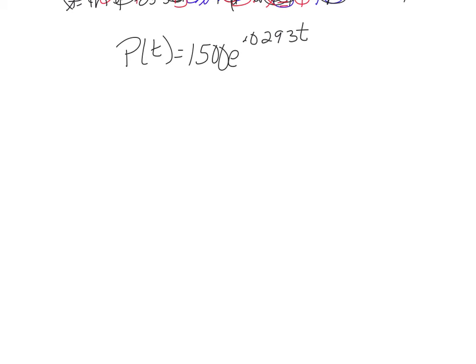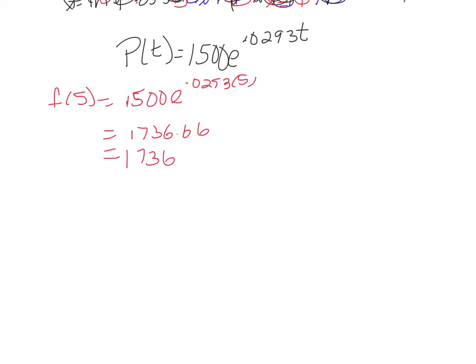All right, so I want to start off with P of 5, because t equals 0 is 2000, so t equals 5 would be 2005. So it's basically the number of years since 2000. So I have 1500 times e raised to the 0.0293 times 5. Plug that in your calculator, and you get 1,736.66, but you can't have 0.66 of people, so it's 1,736 people.